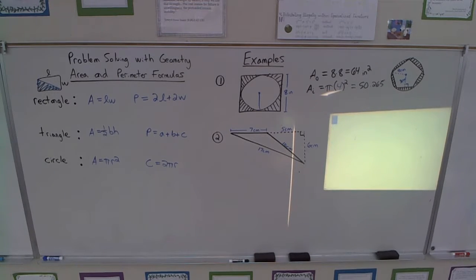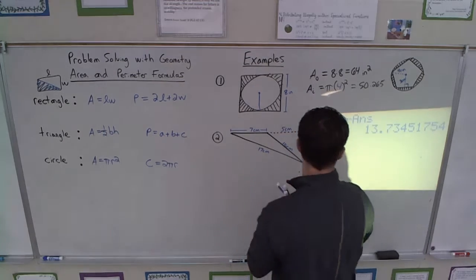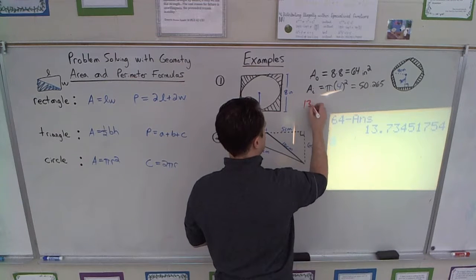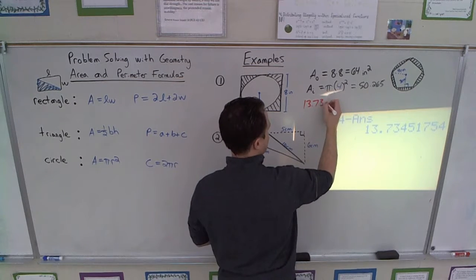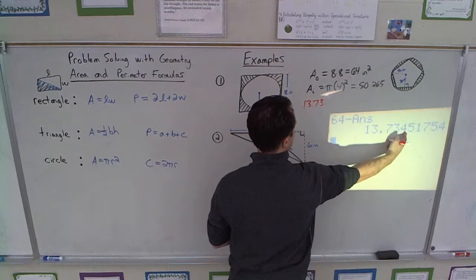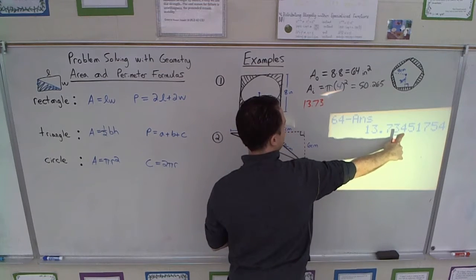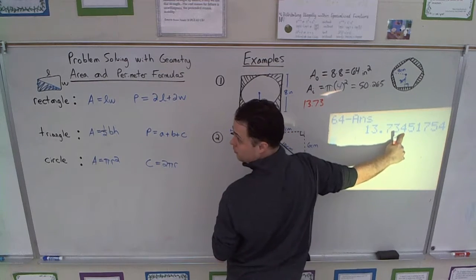So we're going to go 64 minus, and I have that other answer still stored as the last one, so I think I can just hit second answer, and that's the nicest way. So that's what my answer is here. I'll write it in red. So the answer here is 13.73, and if they don't say to round, I'm just going to go out to the third spot always. So 13.734, 13.735.